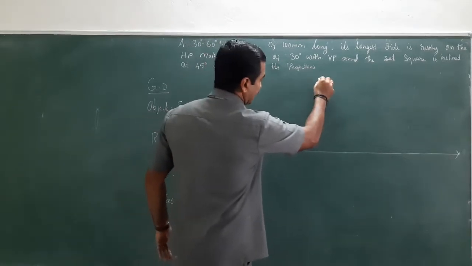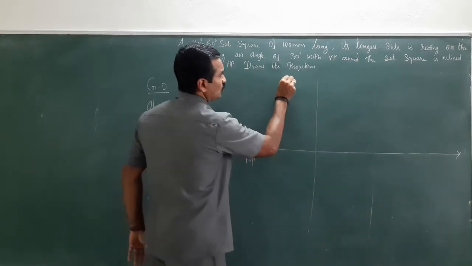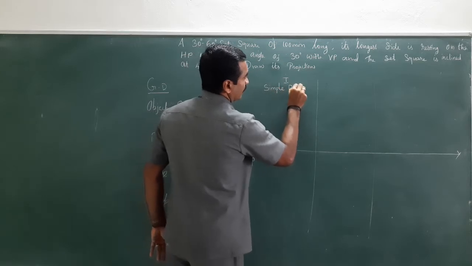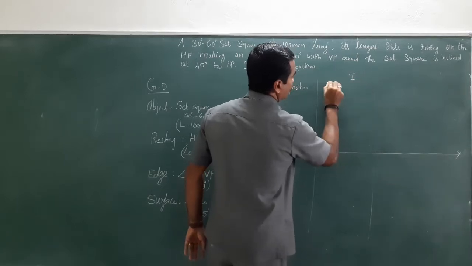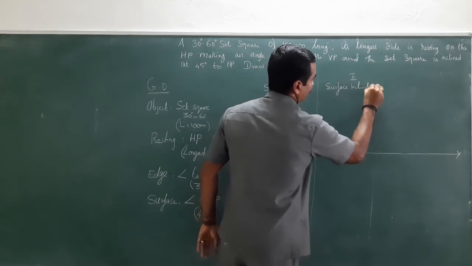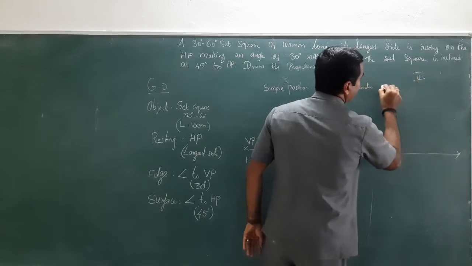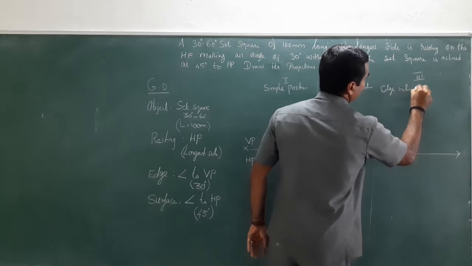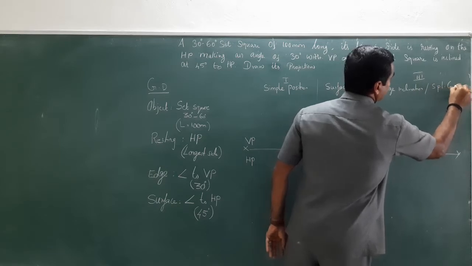So there will be three stages. Stage 1 is for simple position or simple resting. And stage 2 belongs to the surface inclination. And this stage 3 belongs to edge inclination or special conditions.